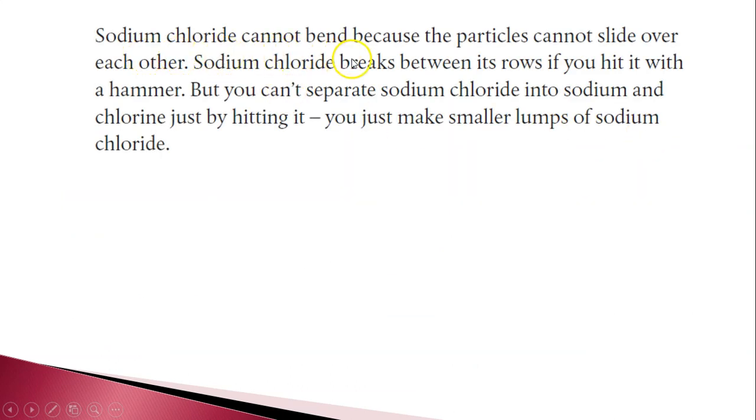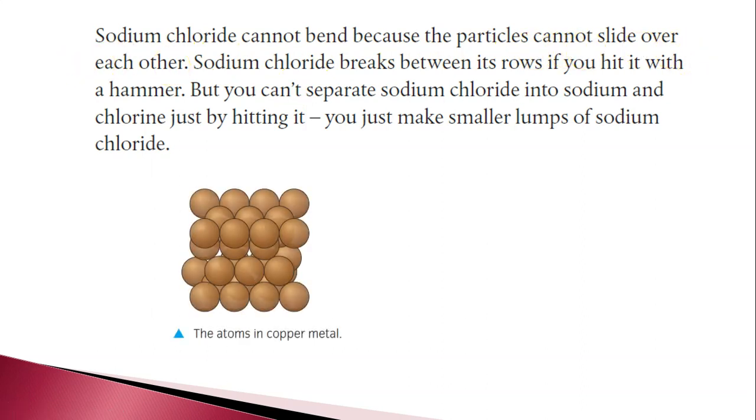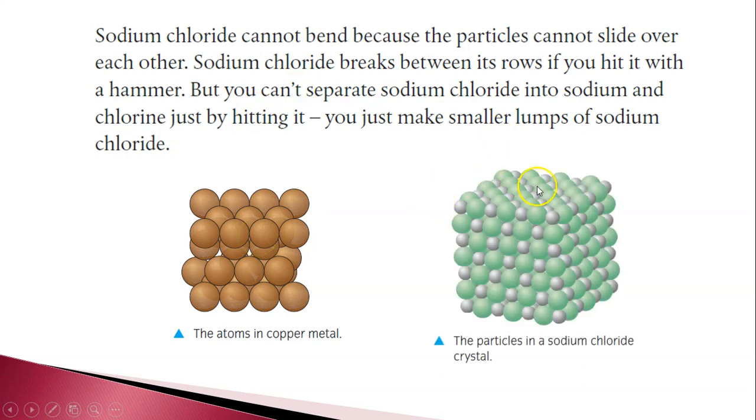Sodium chloride cannot bend because the particles cannot slide over each other. Hope you remember the structure of the copper atom. Here, copper metal. We already learned that they are arranged in layers, and these layers can slide over each other. That is why the copper metal was bending. But in sodium chloride, they are also arranged in layers, but they cannot slide over each other. That's why it is not bending.